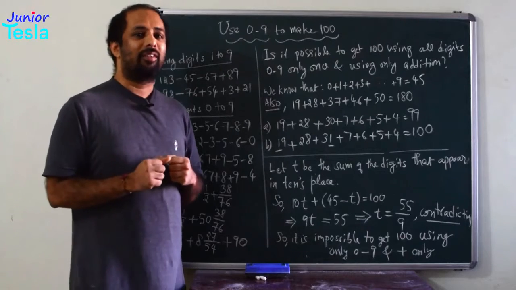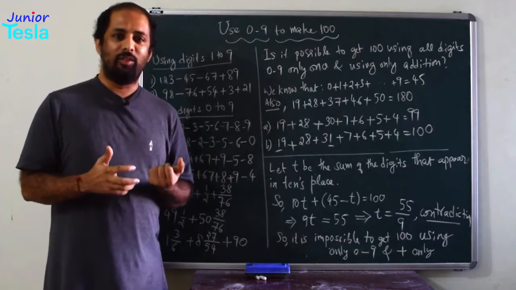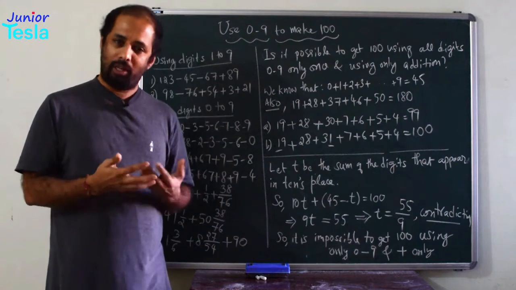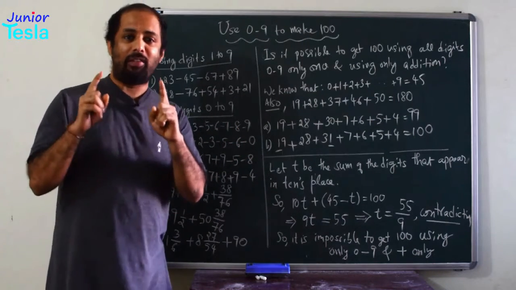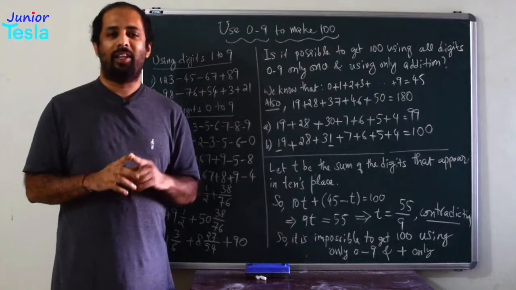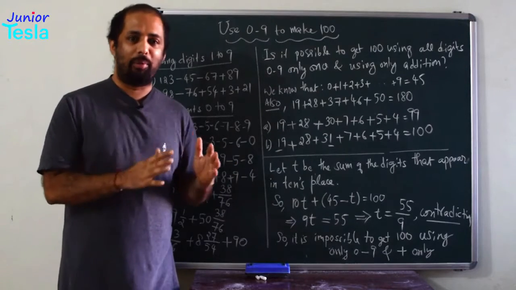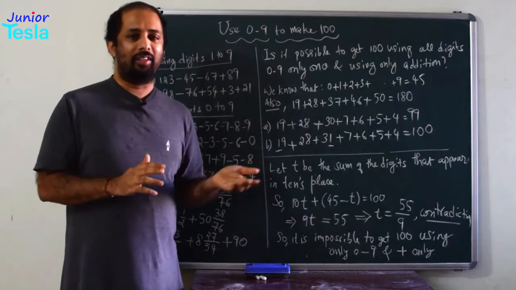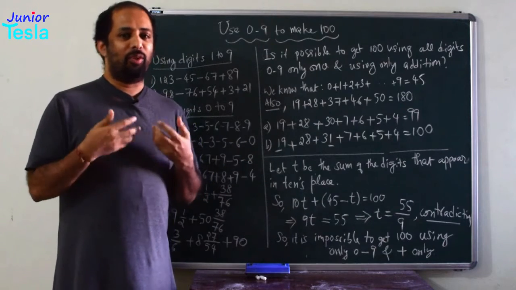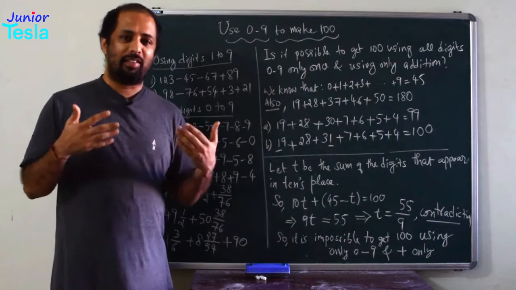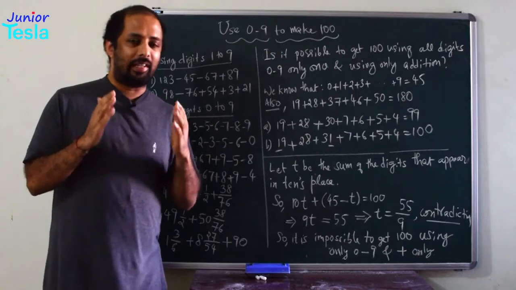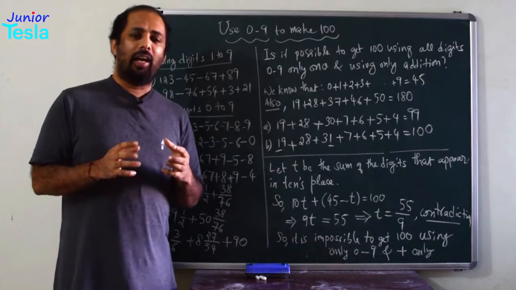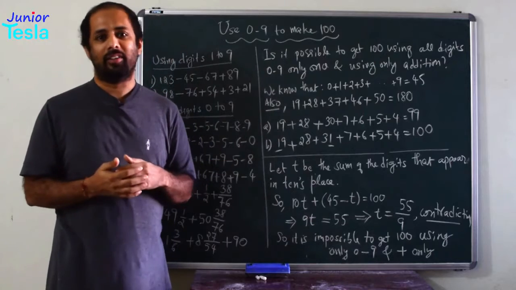Now my question is, can I write 100 using some expression where that expression involves digits from 0 to 9 only once, but with only one basic operation, addition? There is no minus, there is no multiplication, no division, nothing. With only plus, can I get 100? So if you want to rephrase this question, the question is like this. Does there exist a series which involves digits from 0 to 9 and the final sum is 100?